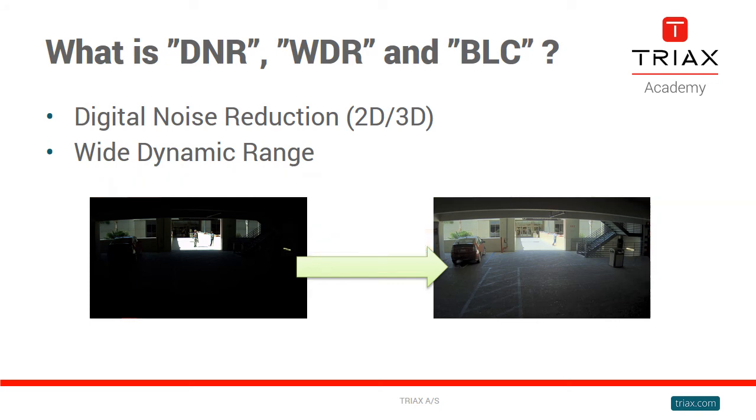WDR is an abbreviation for wide dynamic range. WDR improves the overall exposure throughout the entire image. It enables the camera to pick up greater detail in dark shadows, while making sure that the highlights don't get overexposed. The result is a natural-looking image with a more even exposure, even under difficult lighting conditions.